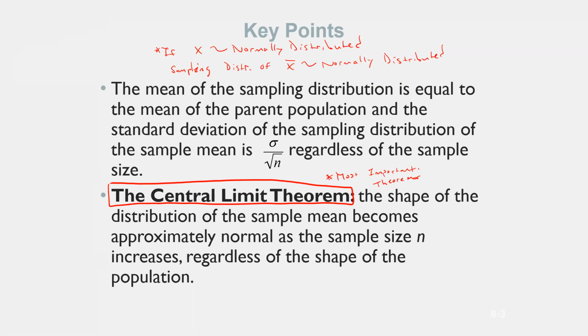And it just goes like this. The shape of the distribution of the sample mean becomes approximately normal, so it becomes this normal distribution as the sample size n increases, and this is regardless of the shape of the population. And the key important thing is, as long as the sample size is greater than or equal to 30, the sampling distribution of x bar will be normal.